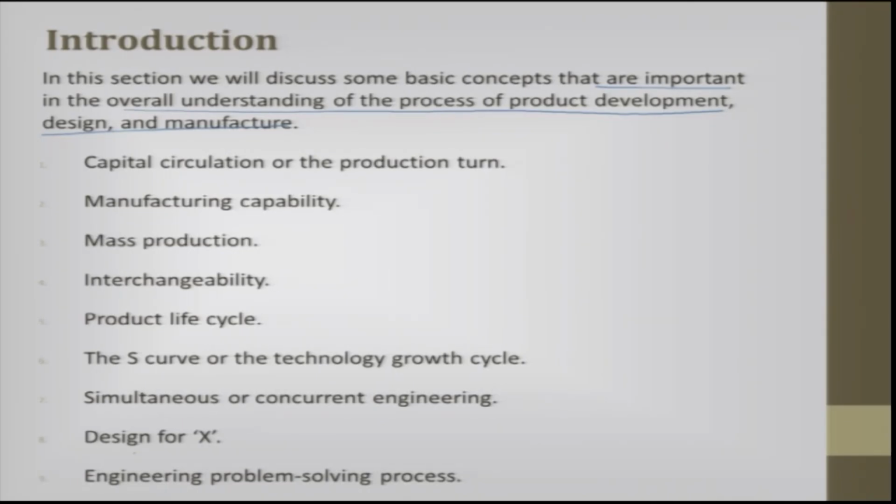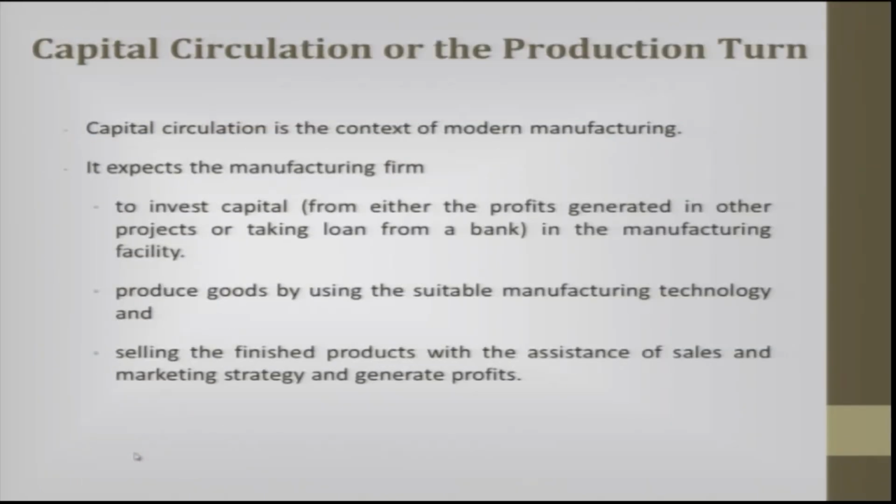So, design for X and engineering problem solving. When we talk about capital circulation or production turn, in the context of modern manufacturing, it is to invest capital, either from the profits generated in other projects or by taking a loan from the bank, in the manufacturing facility. So, to invest capital in the manufacturing facility is capital circulation.